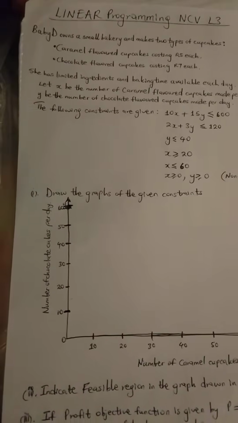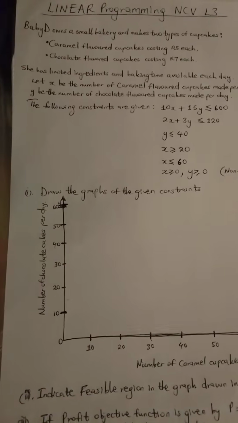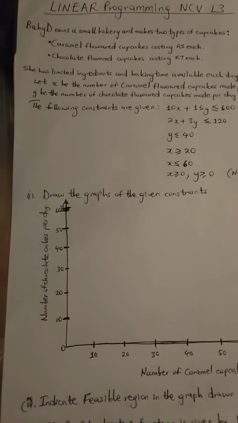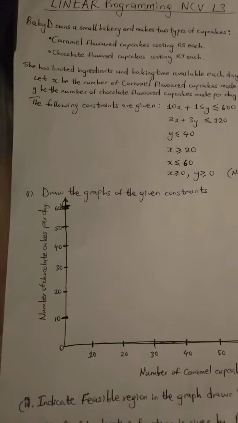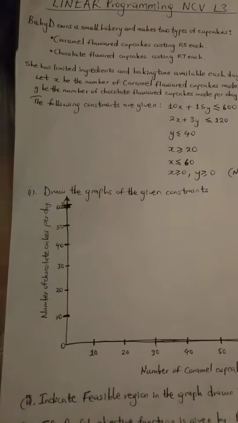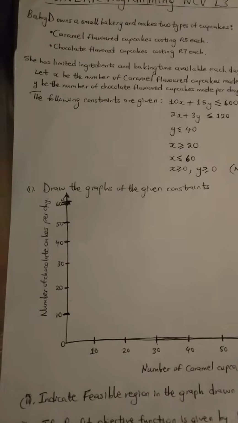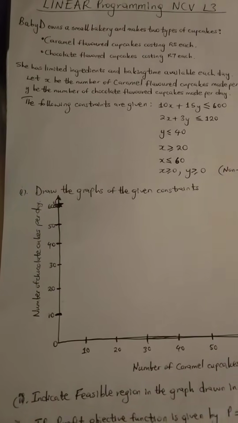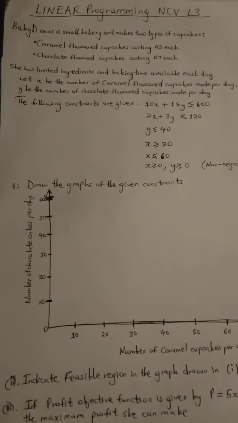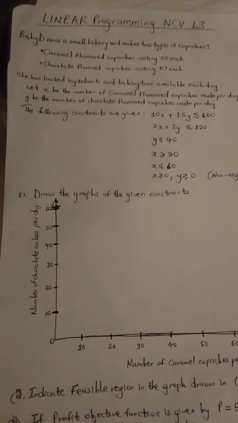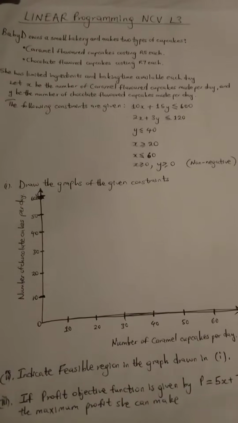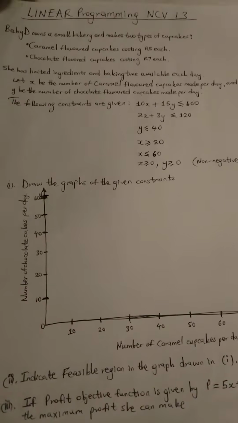It says, Baby D owns a small bakery and makes 2 types of cupcakes. The first one is caramel flavored cupcakes, costing 5 rand each. And then the other is chocolate flavored cupcakes, costing 7 rand each, right? This is also a real life situation, because linear programming helps us to solve real life problems. In fact, simple ones only.